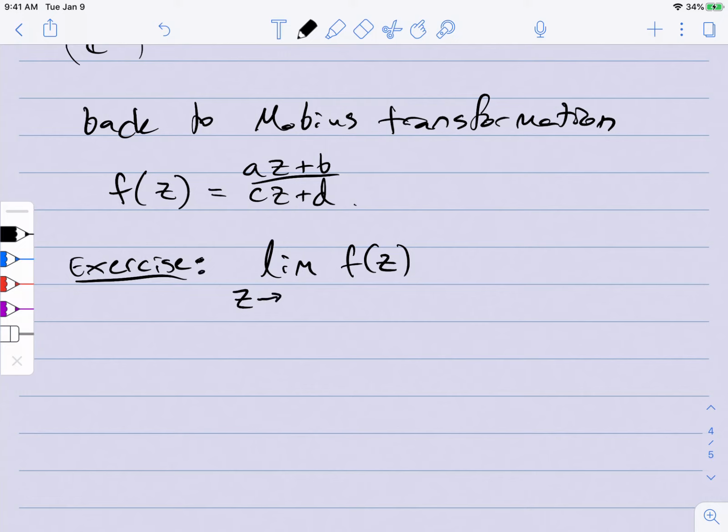But if I look at the limit as z approaches negative d over c, you'll see what's happening is the denominator is getting smaller and smaller. It's getting closer to 0, and so the modulus of f of z is getting larger and larger, and so this limit is equal to infinity. And you should check this by hand using the official definition of this limit.